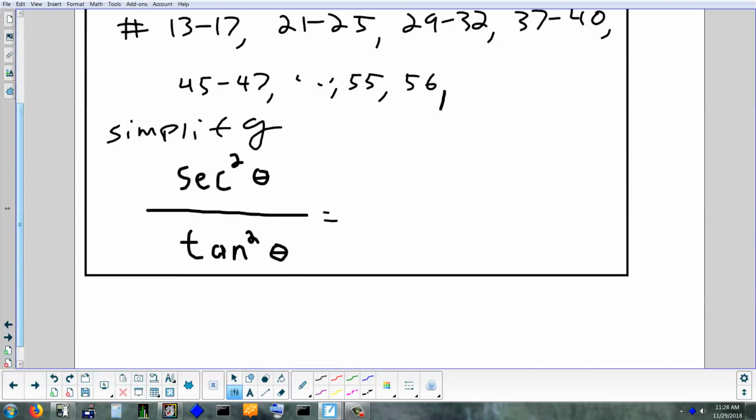Okay, let's start with secant squared. How can you write secant squared just using sines and cosines? 1 over cosine squared. That's how you write a trig function squared. You might think it should be like this. Well, that's the same thing. If you just put the number up higher between the argument and the trig function name, that means this. Okay, and then how about the bottom? Tangent squared.